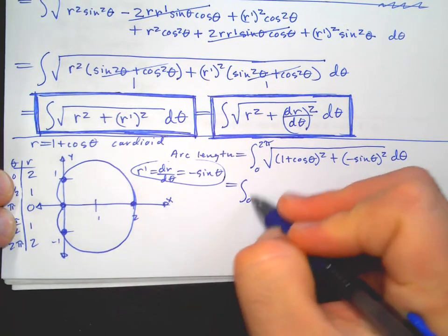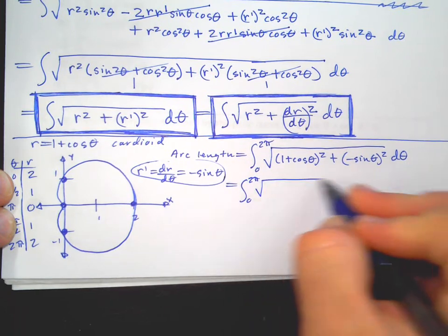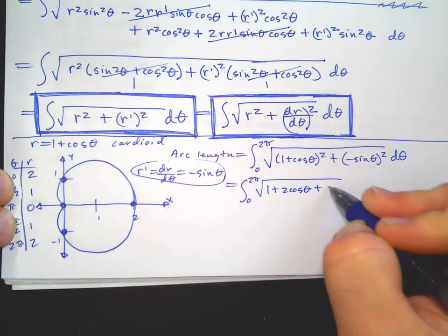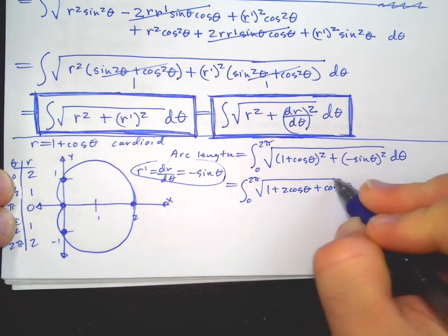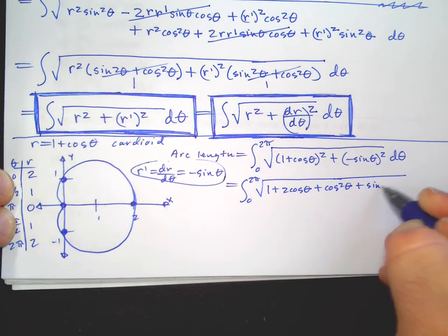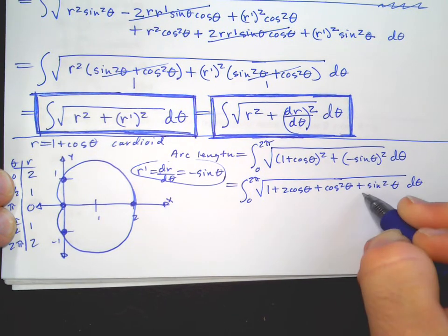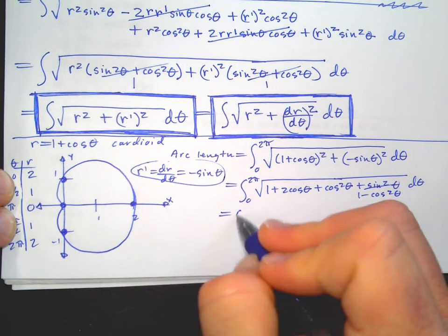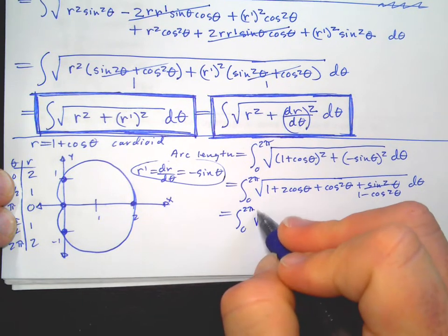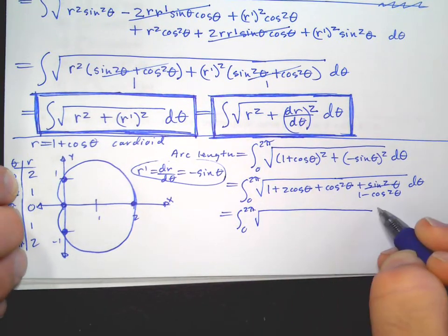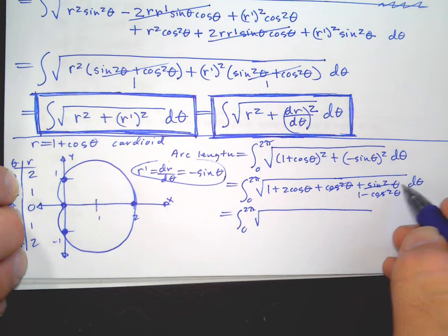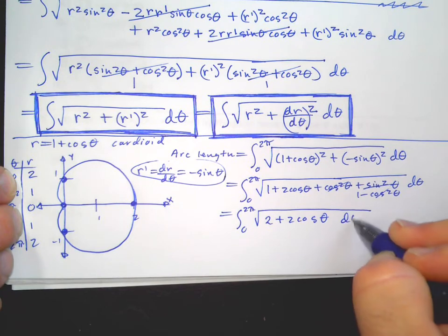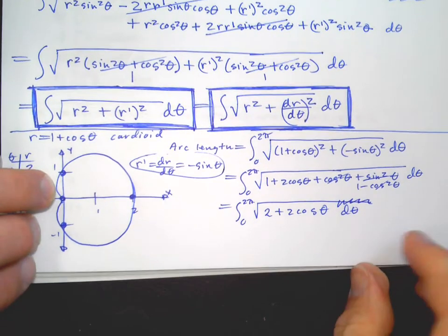Let's see. That would be 1 plus 2 cosine theta plus cosine squared theta plus sine squared theta, which we can probably replace with 1 minus cosine squared theta. And so then, let's see. The cosine squareds cancel. 2 plus 2 cosine theta. It's getting pretty simple, but we can't factor that.